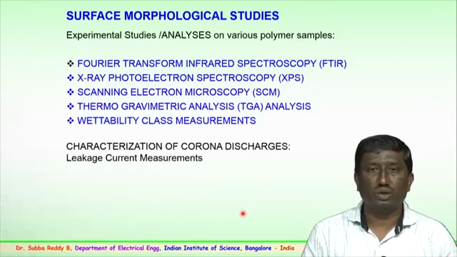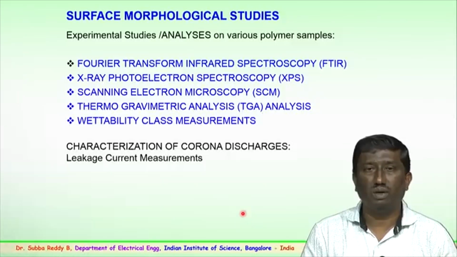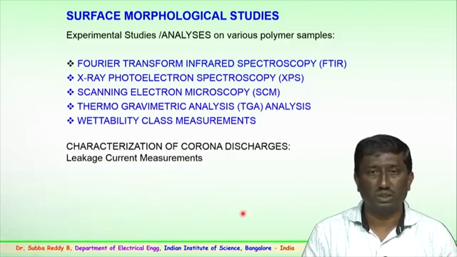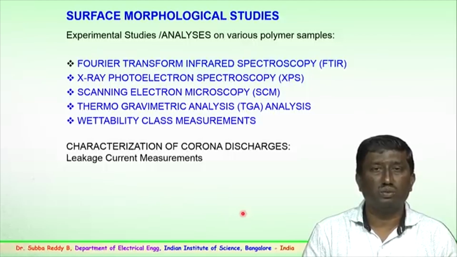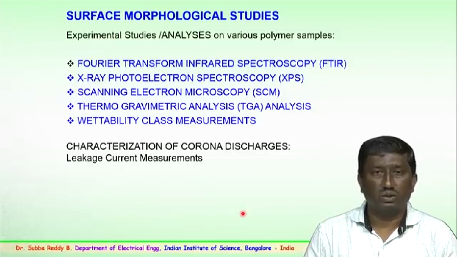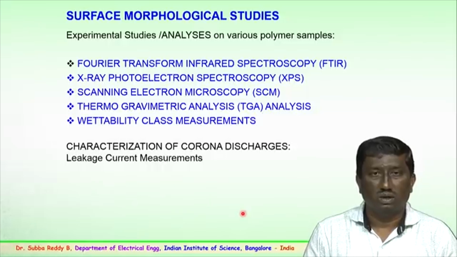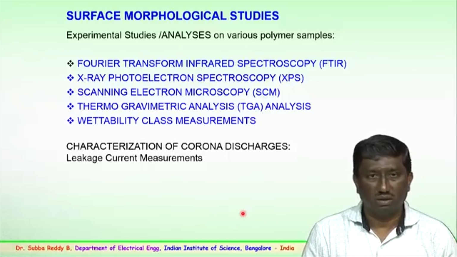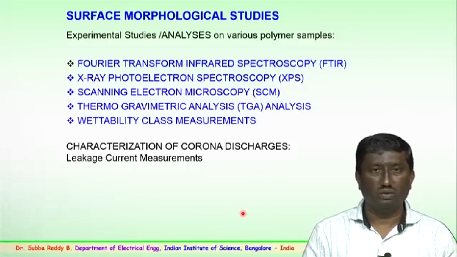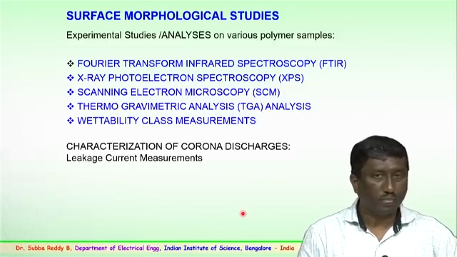Scanning electron microscopy, thermogravimetric analysis, and wettability measurement, which is again hydrophobicity measurement. Apart from this, electrical measurements like leakage current measurements are also carried out during the experimental period. The leakage current data can be analyzed and interpreted to understand the degradation or the corona phenomena over a period of time.